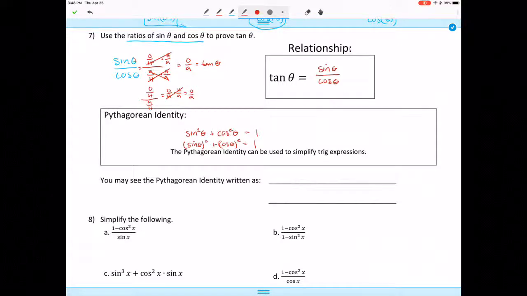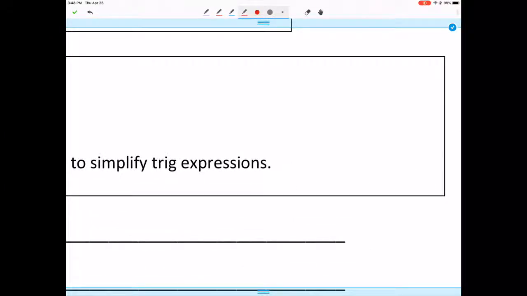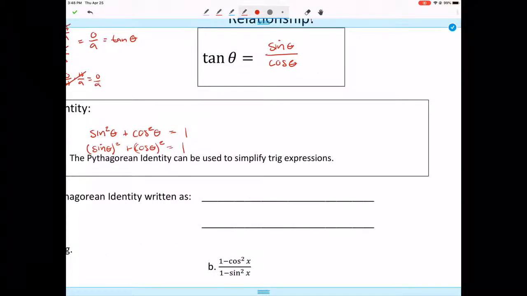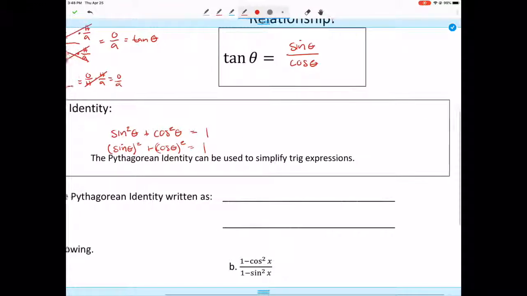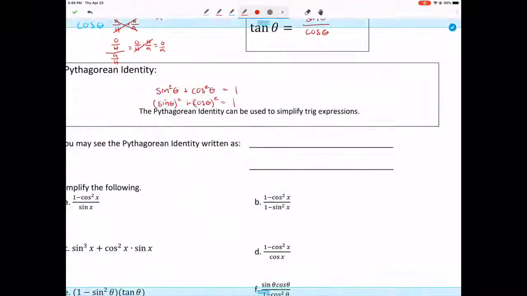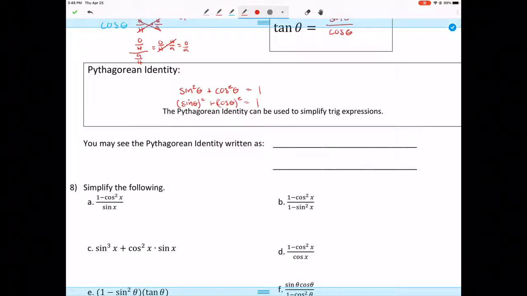Okay, that comes from the unit circle, and you'll be learning about that in Sec 3. If you have any questions, I can show you how that came from. But we'll just hang on to that and remember that. You may see the Pythagorean identity written as cosine squared of theta equals 1 minus sine squared of theta, or sine squared of theta equals 1 minus cosine squared of theta.